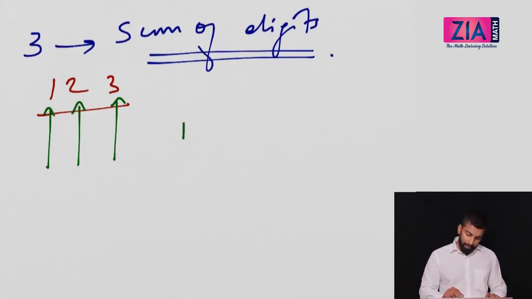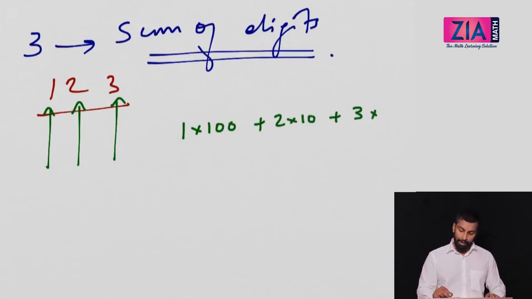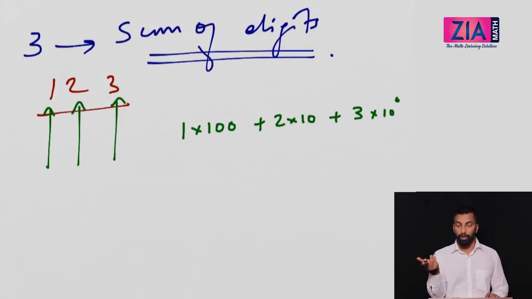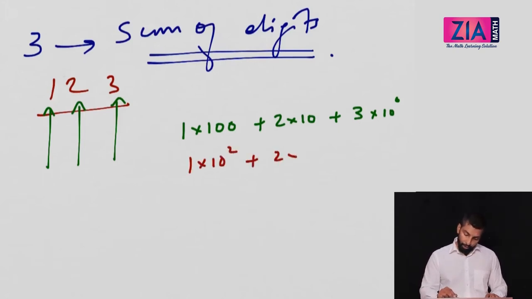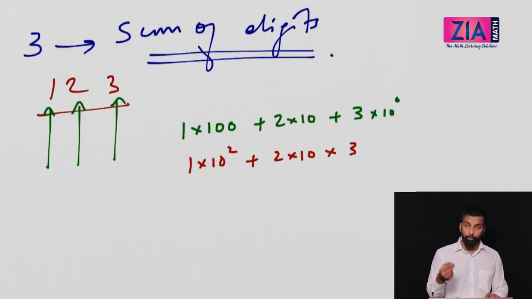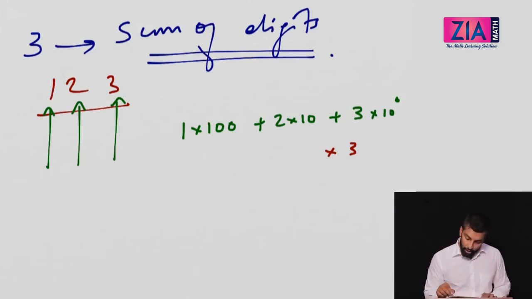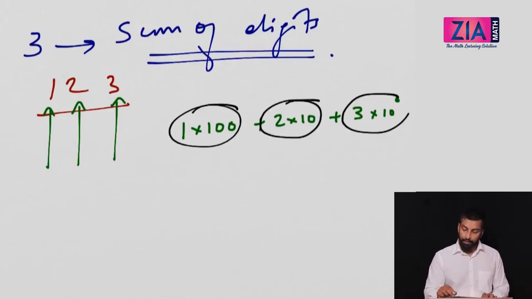So the standard format is 1 into 100 plus 2 into 10 plus 3 into 10 raised to 0, that is 1 if you want. Actually, 1 into 10 square plus 2 into 10 plus 3 into 10 raised to 0, if you want. I hope this is clear for all of you. All of you know this, right? So what you did now is basically you are writing 1 2 3 as a sum of 3 numbers, right? What is that? This is 100, this is 20, this is 3.